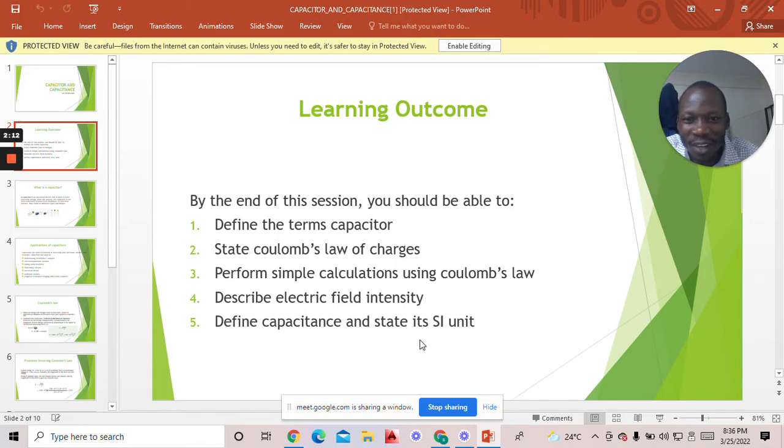Number one, define the term capacitor. Number two, state Coulomb's law of charges. Number three, perform simple calculations using Coulomb's law. Number four, describe electric field intensity. And number five, define capacitance and state its SI unit.